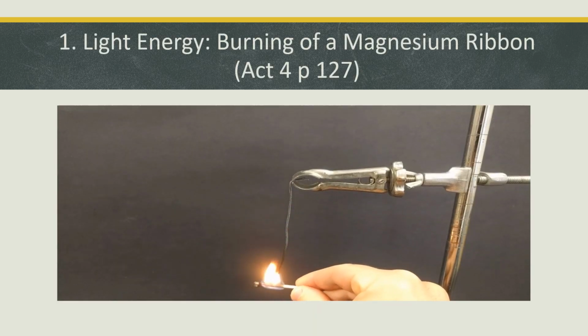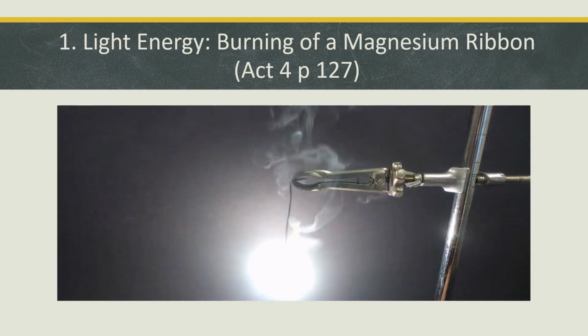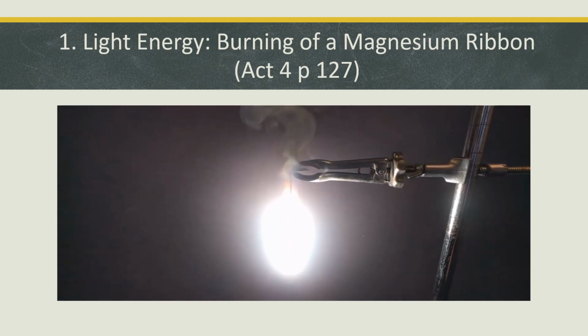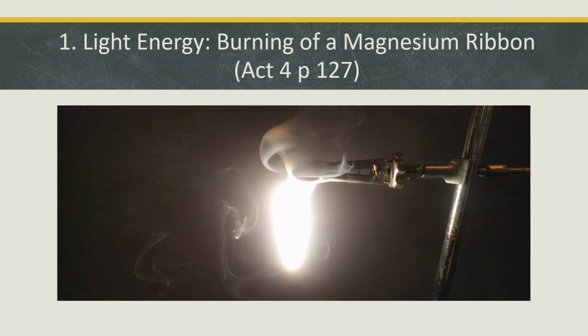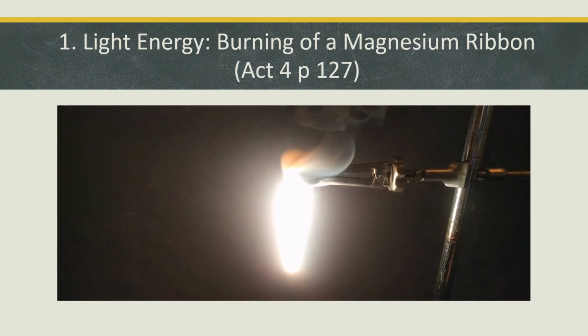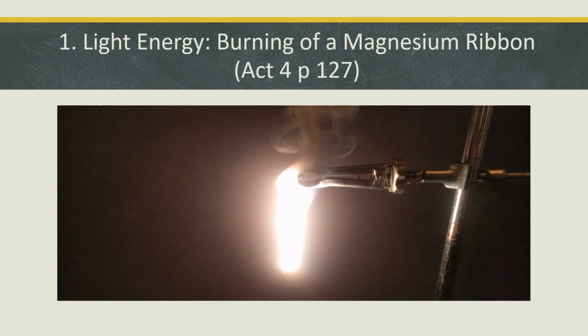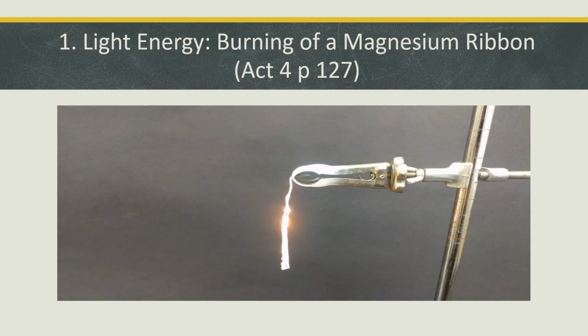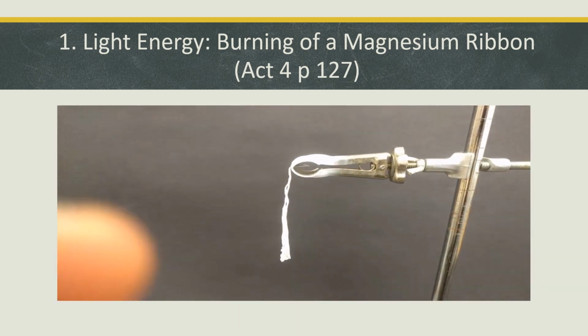One type of energy produced from a chemical reaction is called light energy. For example, in this video, we are going to be burning a magnesium ribbon. Observe the video as the magnesium ribbon is burned. We can observe light coming out.